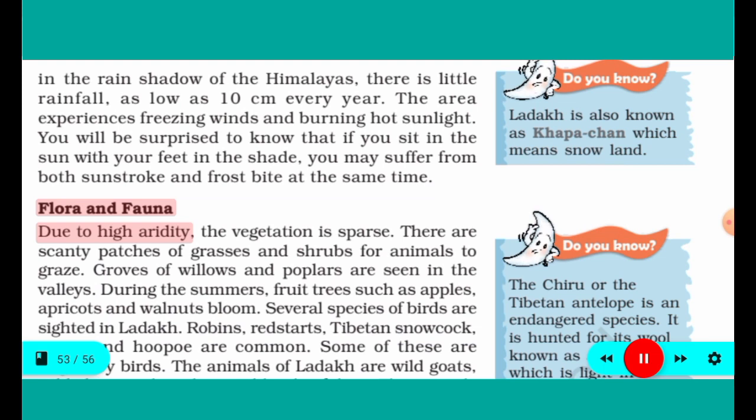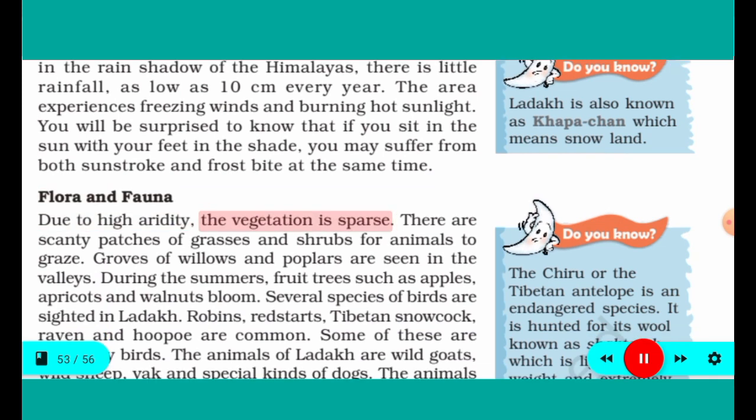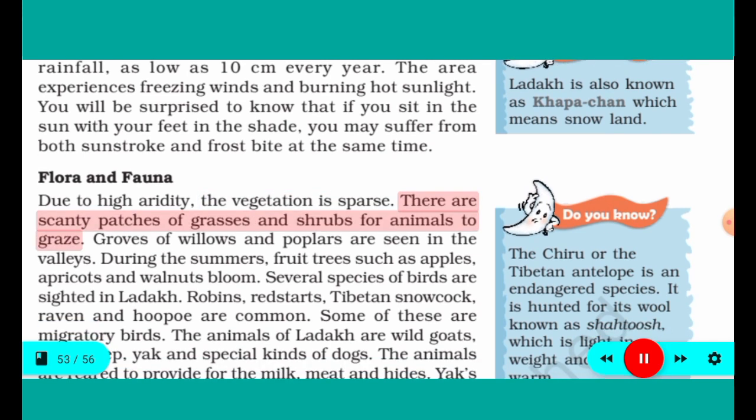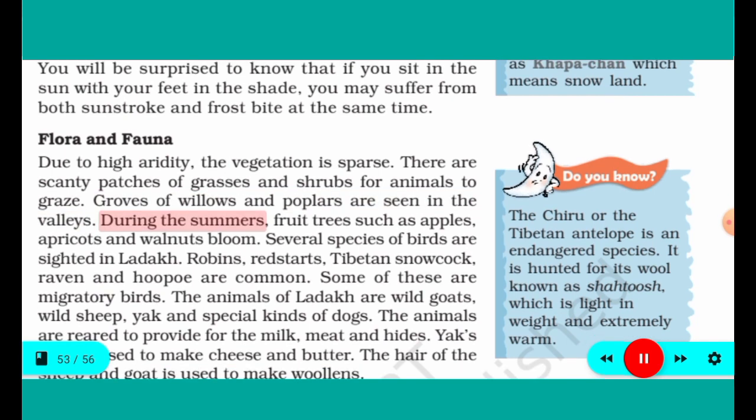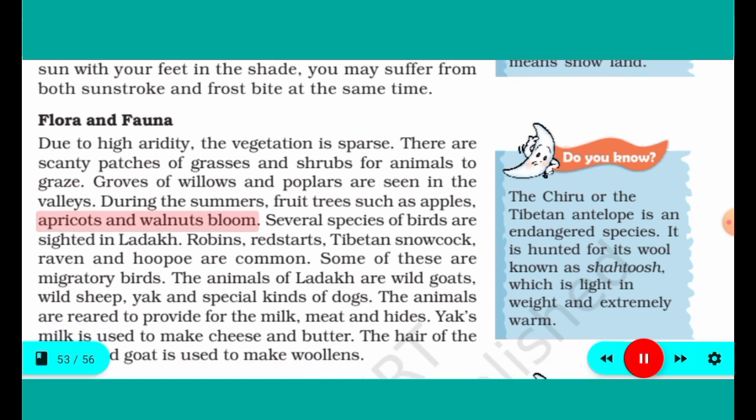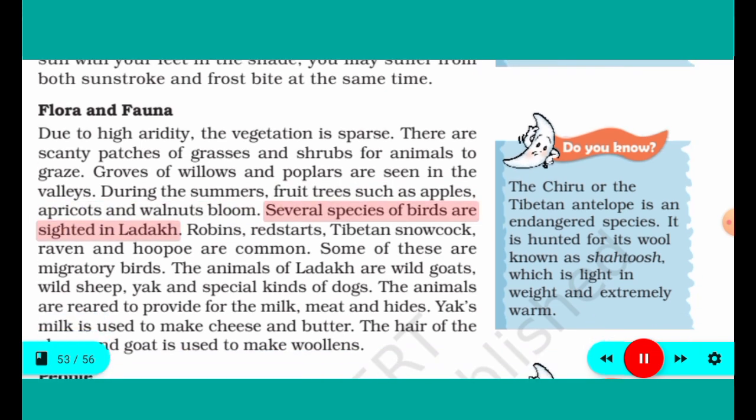Flora and fauna. Due to high aridity, the vegetation is sparse. There are scanty patches of grasses and shrubs for animals to graze. Groves of willows and poplars are seen in the valleys. During the summers, fruit trees such as apples, apricots and walnuts bloom. Several species of birds are sighted in Ladakh.